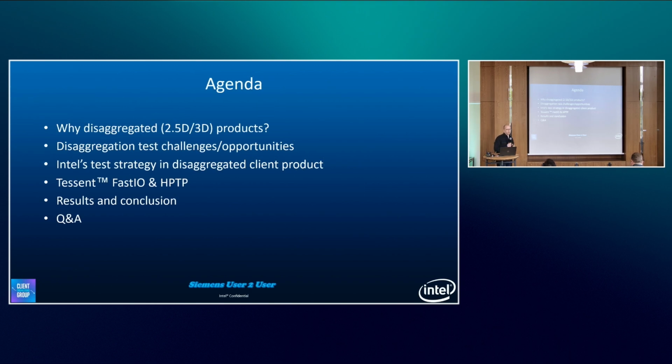So we're going to cover why disaggregated, why we're seeing more and more advanced packaging in disaggregated products. We're going to talk just a little bit about the test challenges and, as I said, the opportunities. And then we're going to dive into Intel's latest product, where we applied a different strategy than usual for a disaggregated client product, and introduce what we did with fast I/O and HTTP, the high performance test port, and the conclusion, and then Q&A if we have time for that.